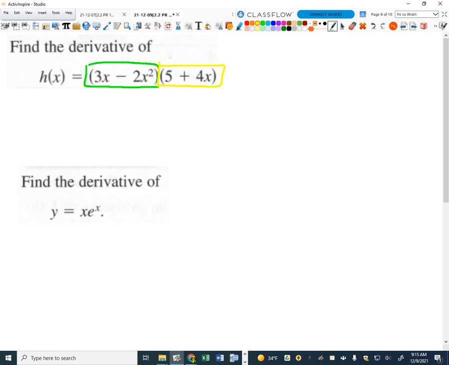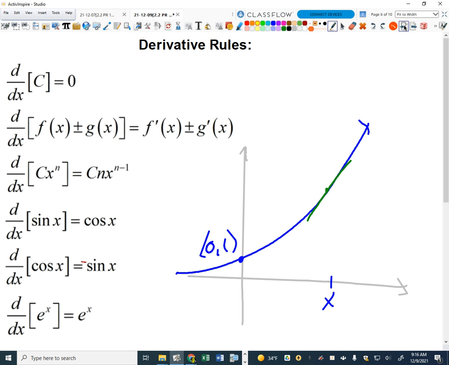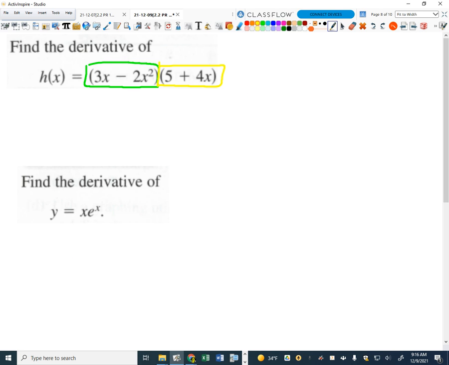Okay, but what's missing from our list of rules? Well, we don't have a rule for products. So as much as it might seem like this is going to be an easy one, we don't know how to differentiate this yet as a product. But could we change this to a function that we could differentiate? What would we do?